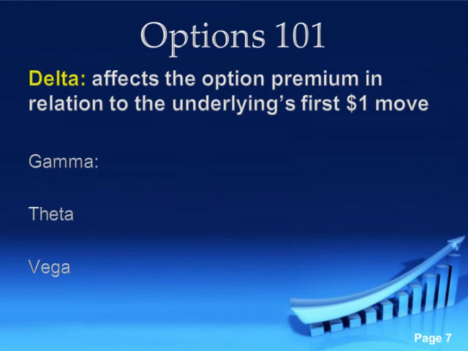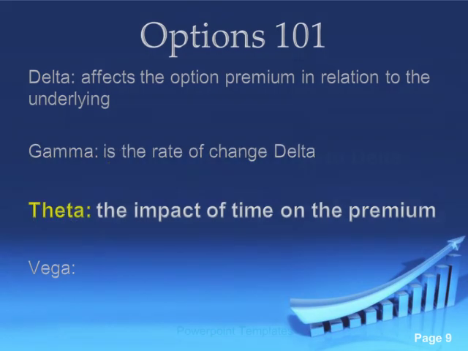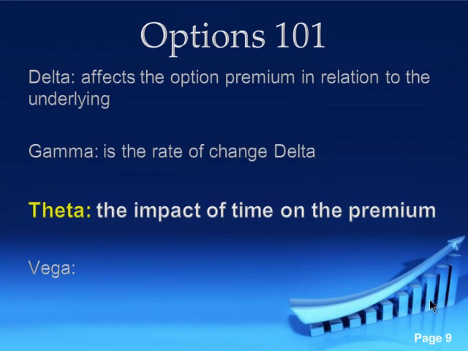Gamma, just remember, gamma goes with delta. It's on the second dollar move. It adds into that delta, and it's usually in pennies. With theta, it's the impact of premium on time. So theta is the thief in the night that comes and steals our premiums.